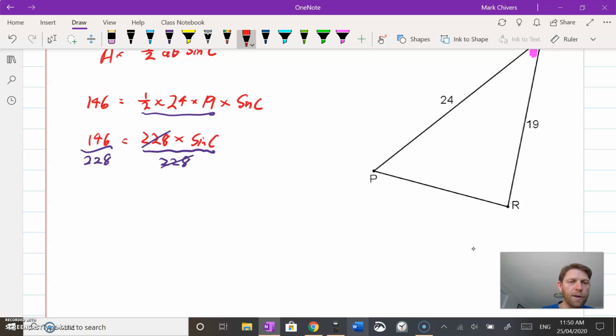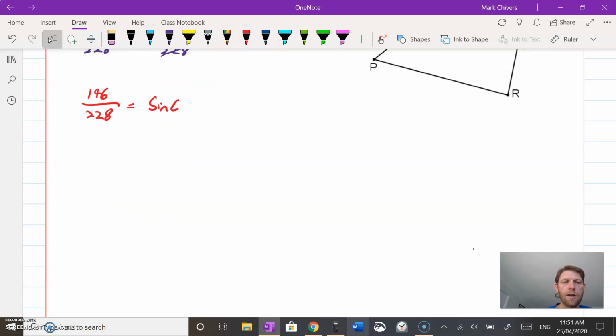And so we're going to be left with, and I'm going to leave this fraction alone. I'm not even going to bother simplifying that. I'll just leave that as 146 on 228 equals sine C. Now, if that's the case, we've done this already. We just know to find the angle, we just have to go sine to the minus 1 of the fraction. So C is going to be sine to the minus 1 of 146 over 228.